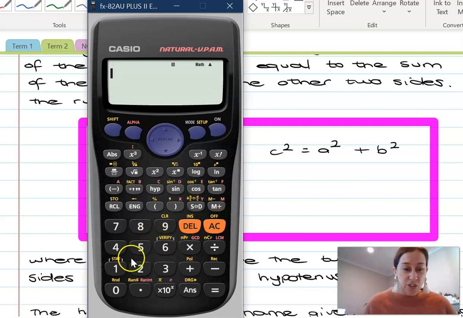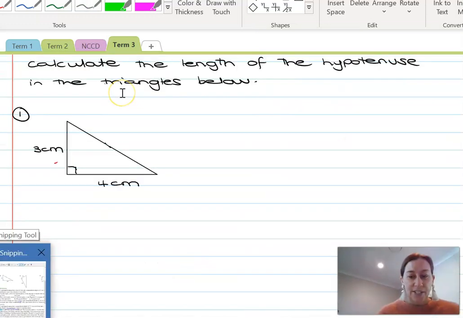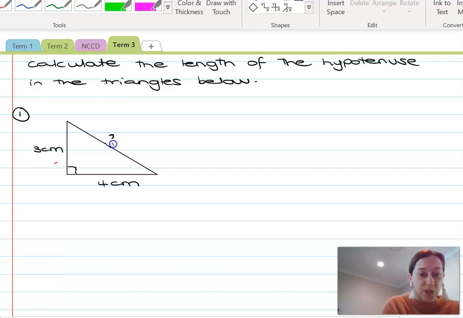Now I'm going to do an actual example. So we've got this right angle triangle here, and we want to find the length of the hypotenuse, so let's put a question mark there. It's really important that we identify what the hypotenuse is. Remember, it's the longest side on a right angle triangle, and it sits opposite the right angle, which is right here.